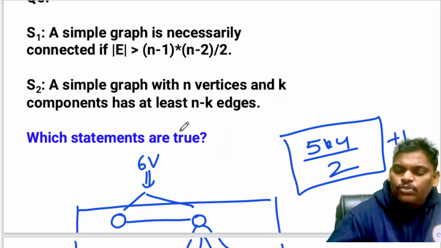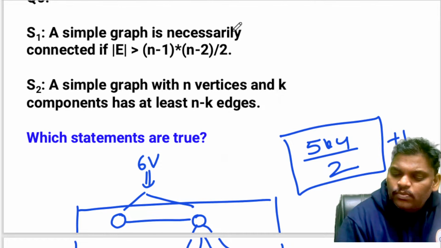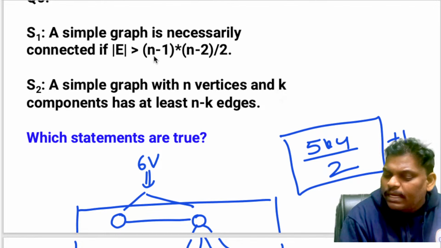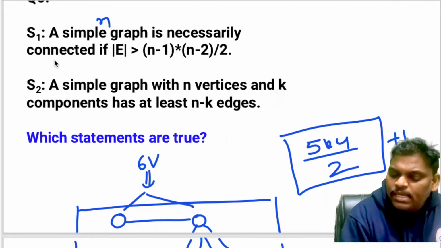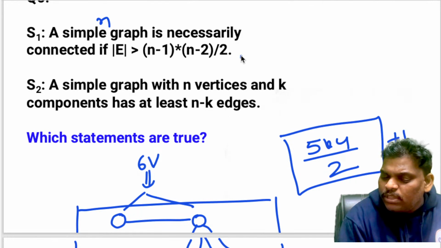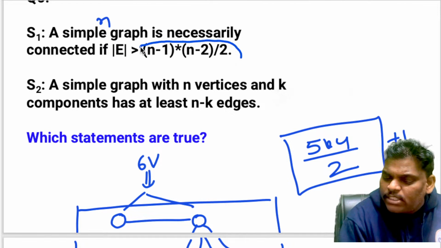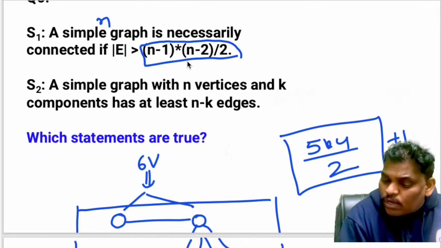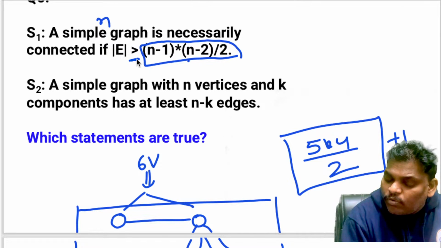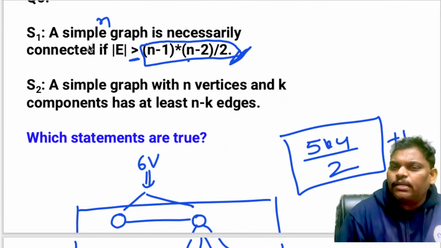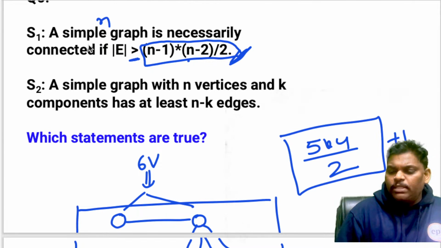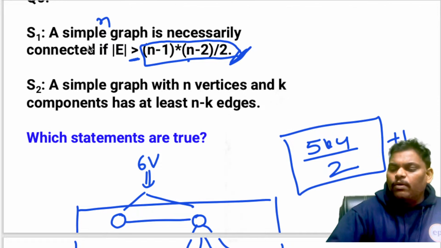Out of n vertices, a simple graph is necessarily connected if the number of edges is greater than (n-1)(n-2)/2. Remember, a simple graph with n vertices is connected if the number of edges exceeds the maximum for n minus 1 vertices. So if one edge more than this, it is compulsorily connected.